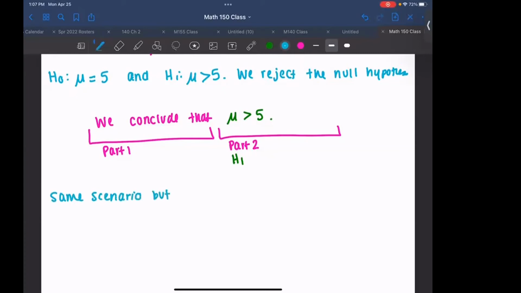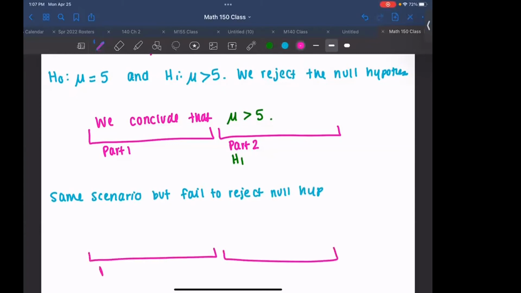Okay, how about we do the same scenario, but in this case we're going to fail to reject the null hypothesis. So same scenario. Let's construct our sentence. It's going to have a part 1 and a part 2. What do you think is going to go in part 1 this time, Peter?